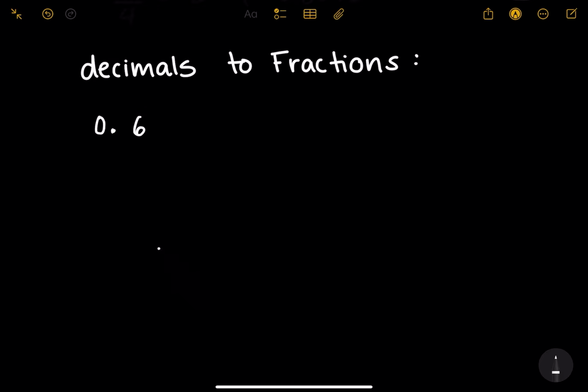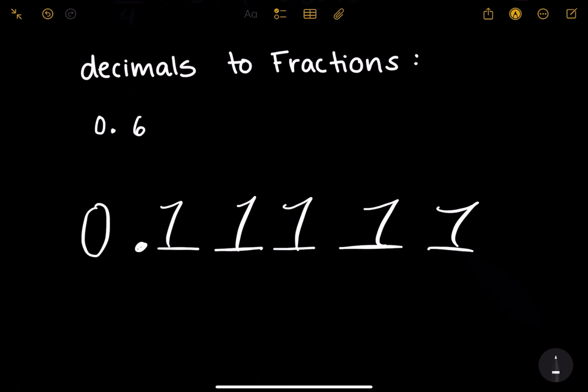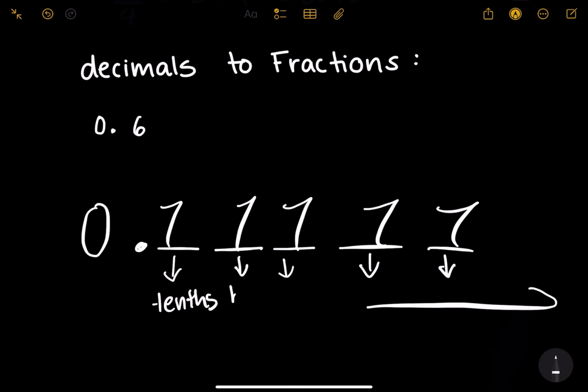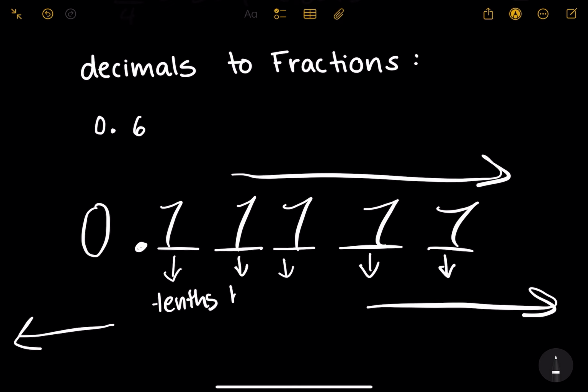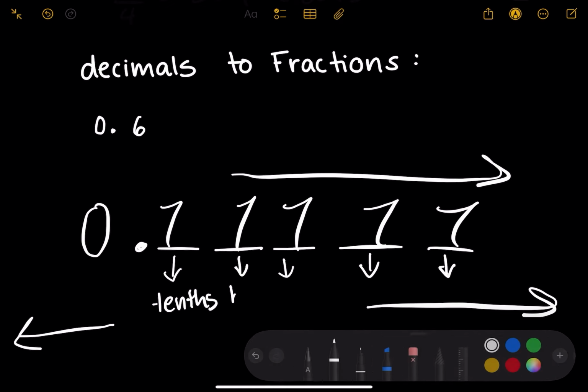But let's say we have our place values here. Let's say we have 0.77777. This is in the tenths place. This is the hundredths. This is the thousandths, ten-thousandths, and then hundred-thousandths, and it keeps going. So whatever happens on the left side, like 1 million, 2 million, 3 million, you also represent the same thing on this side. So it's like tenths, hundredths, ten-thousandths, etc.